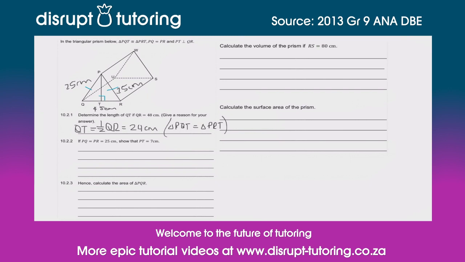So that would mean that PT squared is equal to 25 squared minus 24 squared. Do you see how that works? PT is not our hypotenuse, this is our hypotenuse, which is the longest side, the one directly across from our right angle. So it would be our longest side squared minus our shorter side squared that would give us PT, the one that we're looking for, squared.